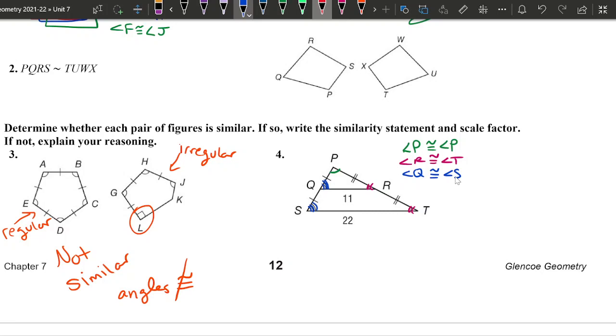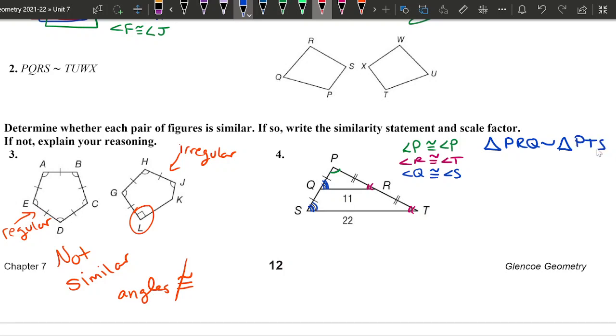So this is similar. It says, if so, write the similarity statement. So I need to do that now. Triangle, if I go with the left column, PRQ, is similar to triangle PTS.